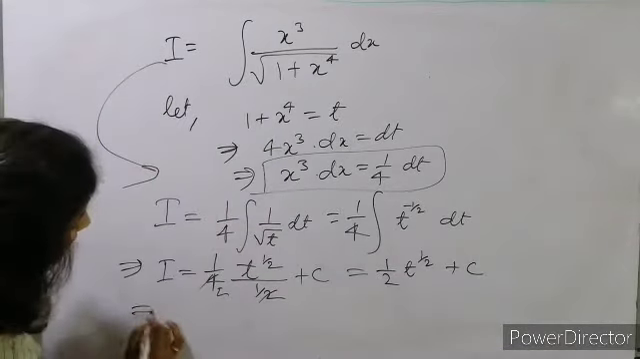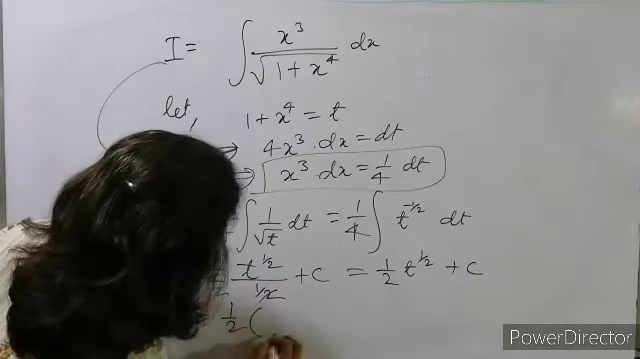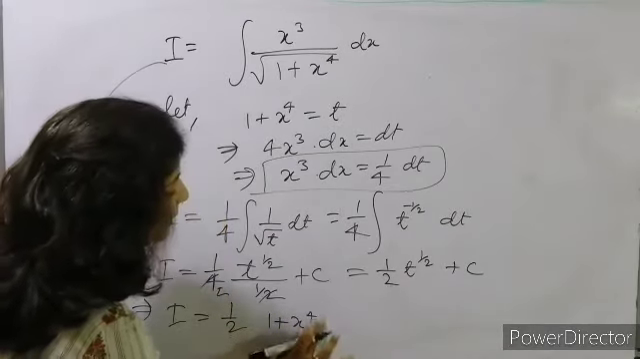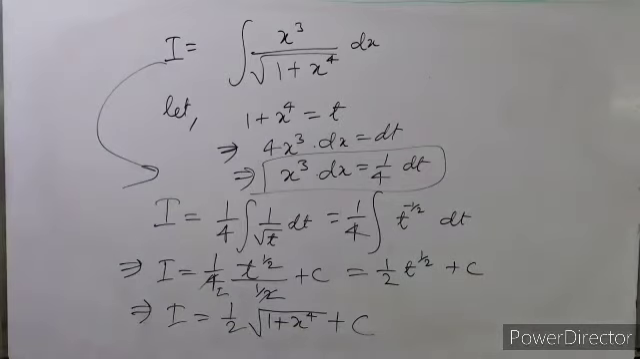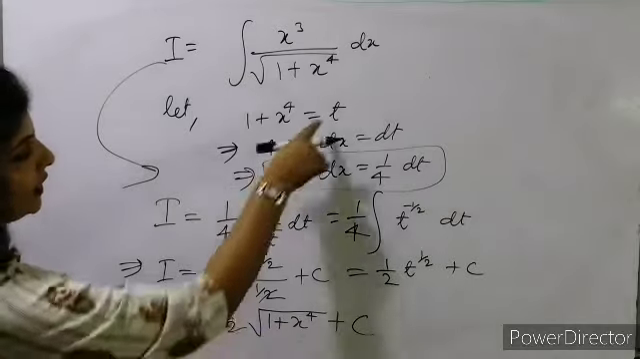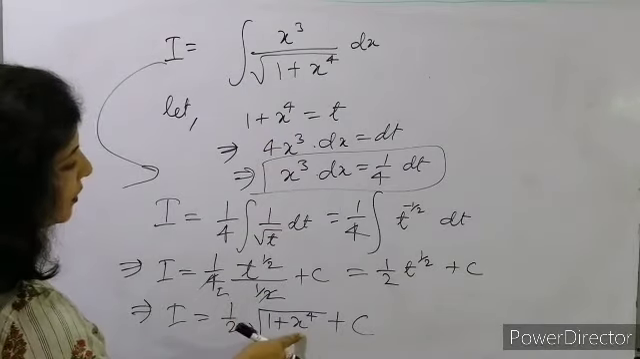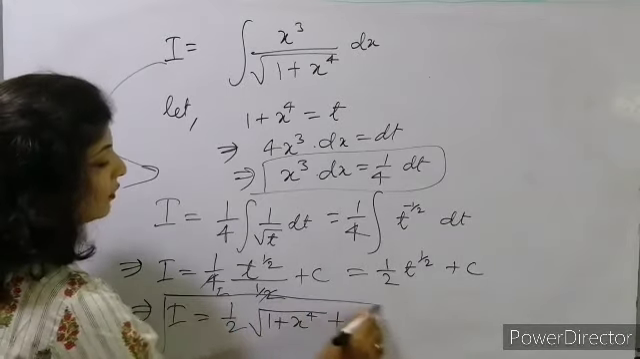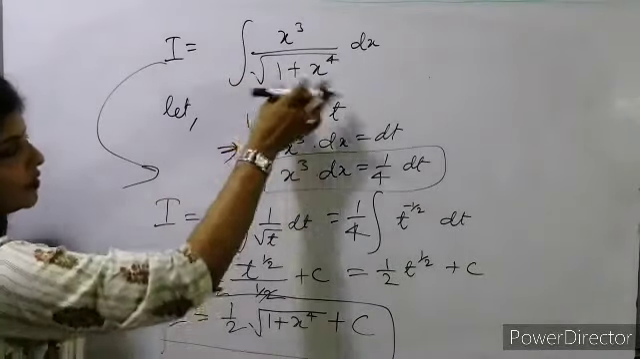So now we'll put the value of t. So the value of I will be 1 upon 2, and the value of t is 1 plus x to the power 4, all to the power 1 upon 2, plus c. Okay, we can write it like this also, because t to the power 1 upon 2 means square root of t. So square root of 1 plus x to the power 4, and 1 by 2 as it is we have written, and plus c constant. So this will be the integral of this function with respect to x.